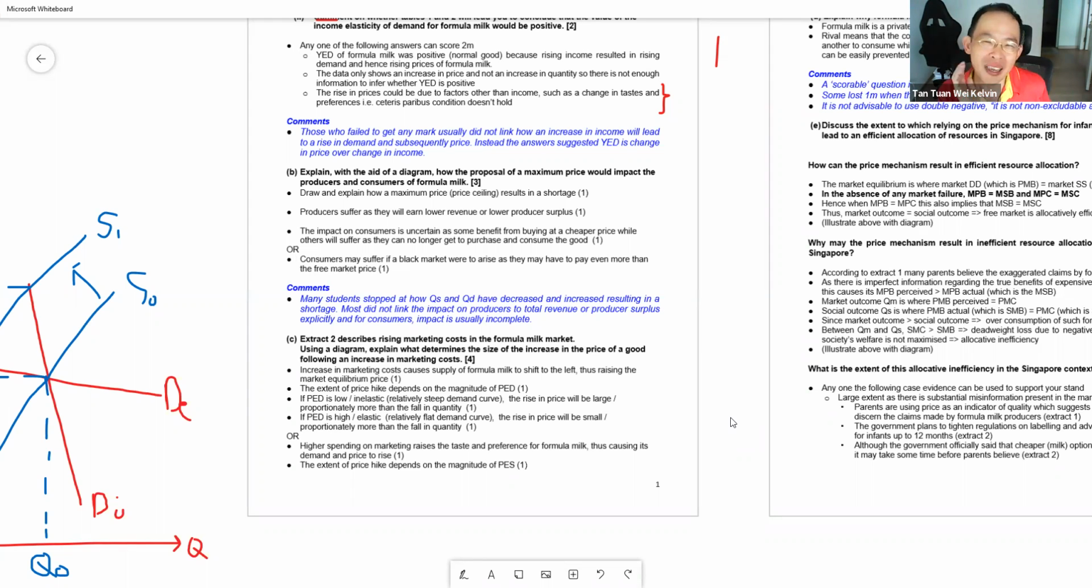So my advice to students is don't make unnecessary assumptions. We know that when the marketing costs increase, the cost of production will always rise. But it is not guaranteed that when the firms do marketing, people will change taste and preference. Okay, it's not guaranteed to happen. So when you say that it shifts the demand to the right, you are relying on an additional assumption, which is what we call too strong a point.